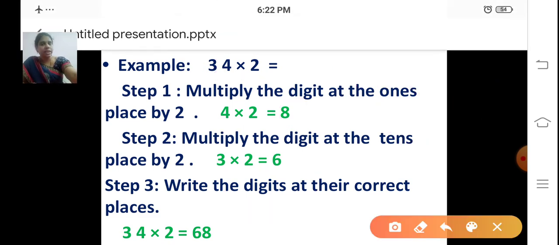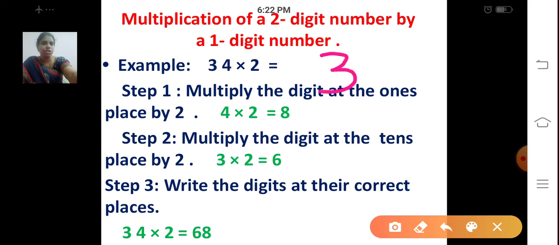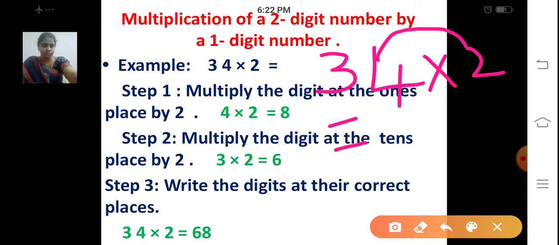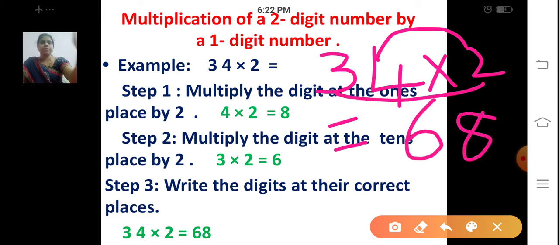Usually we will do the vertical method of multiplication. Just I will repeat it one more time. 34 into 2. Just write the answer in the same row only as we don't have space. So first multiply these two. 4 2s are 8. Then 3 2s are 6. You know how to multiply a 2-digit number by a single digit number, right? First multiply the digit at the ones place by this number. Then multiply the digit at the tens place by this number. So you write the answer.